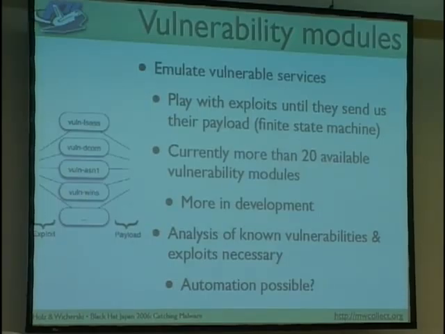So we look at common public exploits, look at what they require in functionality, and we only emulate that. So we have some kind of finite state machine. If an exploit expects a certain response, we give it that, but we don't have the whole service functionality. Currently, there are more than 20 available vulnerability modules, ranging from the old but still often exploited LSASS vulnerability to recent vulnerabilities, but that was even after this talk. So we always continue to develop more, as some exploits are not exploited anymore and so on.